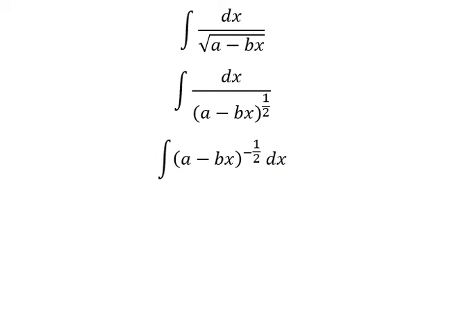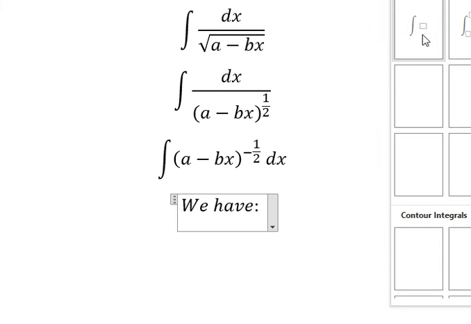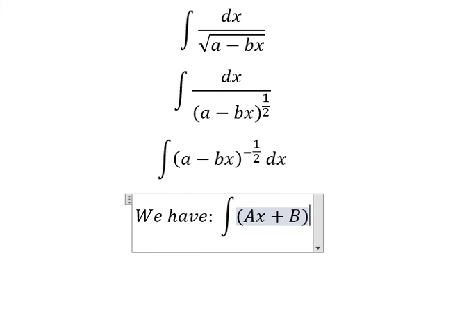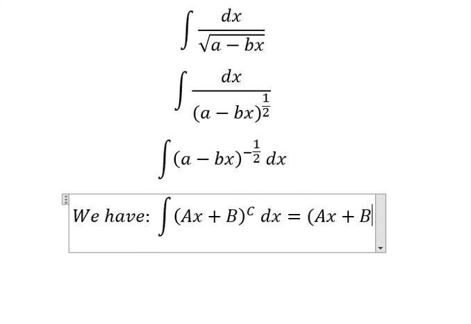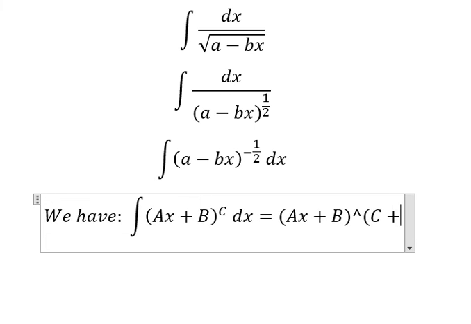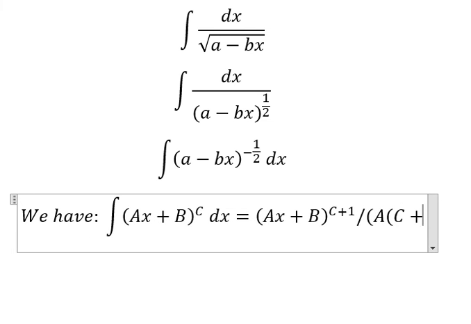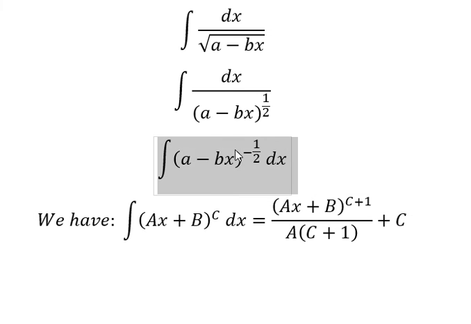Next, we have the formula. The integration of (ax plus b) to the power of c is (ax plus b) to the power of c plus 1, over a multiplied by (c plus 1). And later on, I will put plus C, this one that is about the constant. Now we can apply the formula in here.